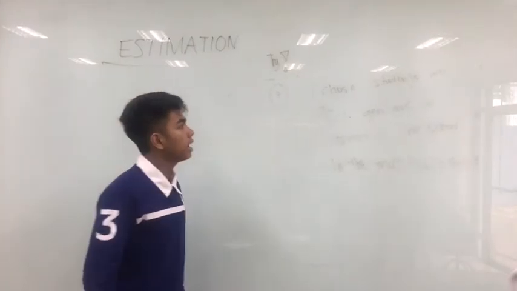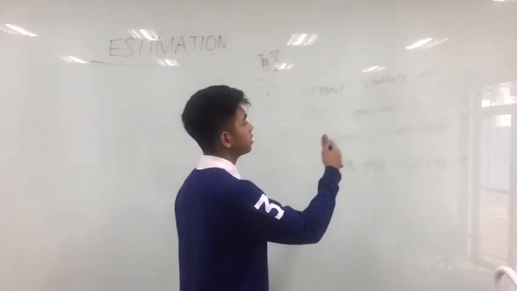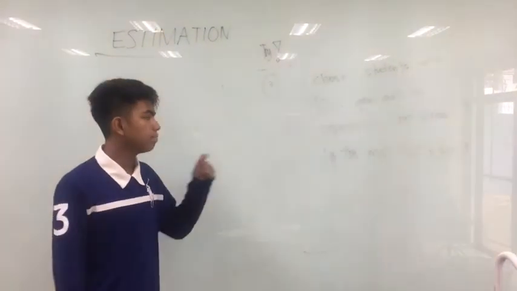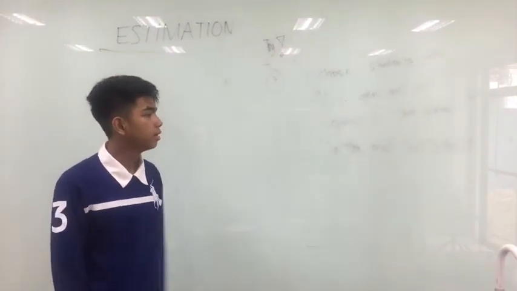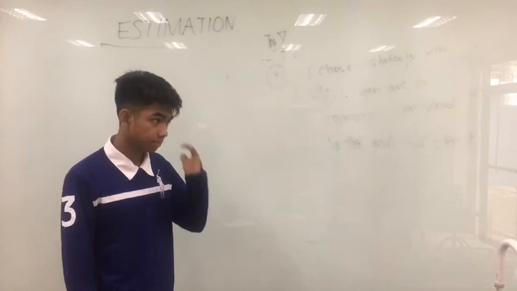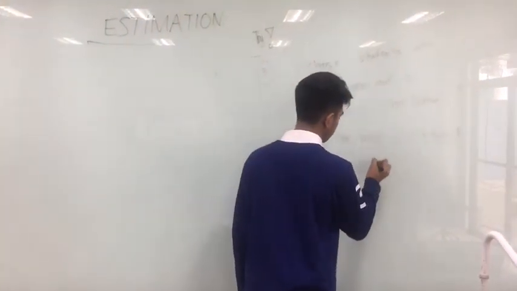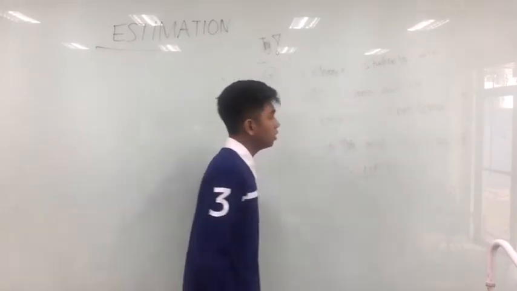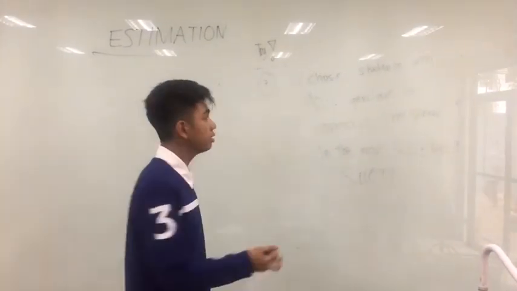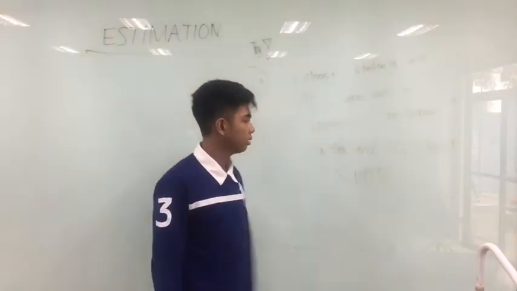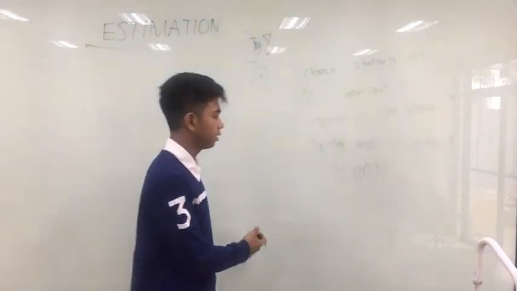Next is, I chose students with a 90% general average to represent the school in a math quiz bee contest. So what is it? It is quota sampling. Because you need to have a 90% general average to be able to represent the school in the math quiz bee. So that is quota sampling.